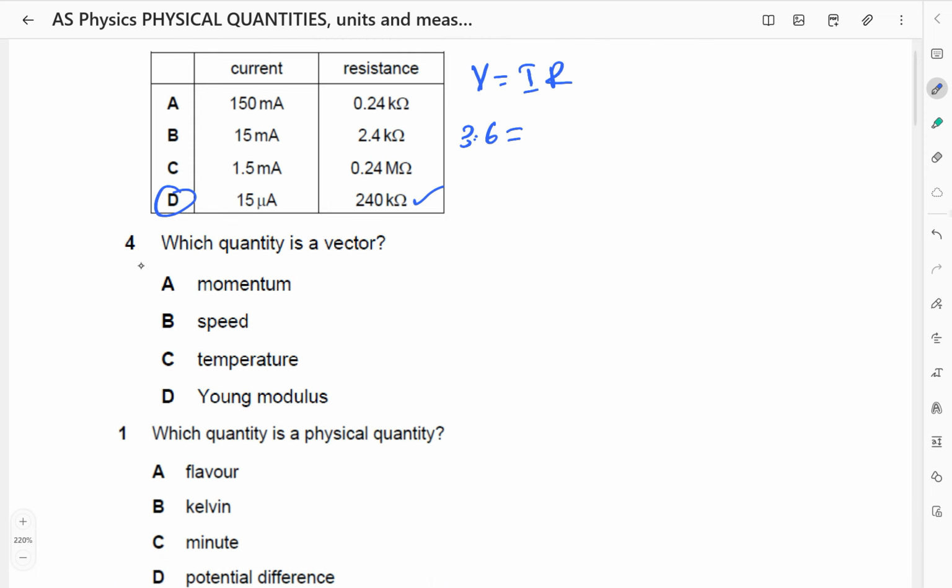Which quantity is a vector? Remember, a vector has both magnitude and direction. Momentum has magnitude and direction. Speed is a scalar quantity. Temperature is a scalar quantity. Young modulus is a scalar, so the vector is A.